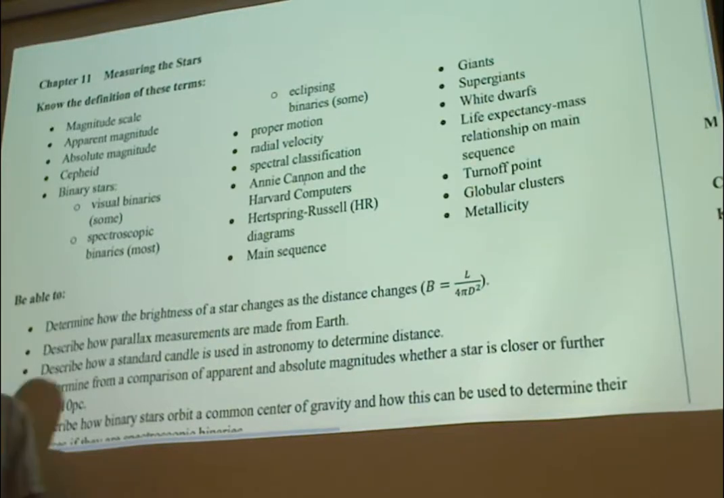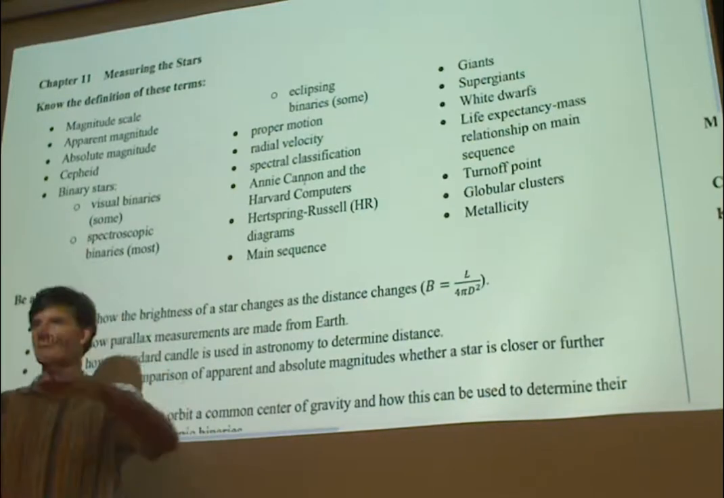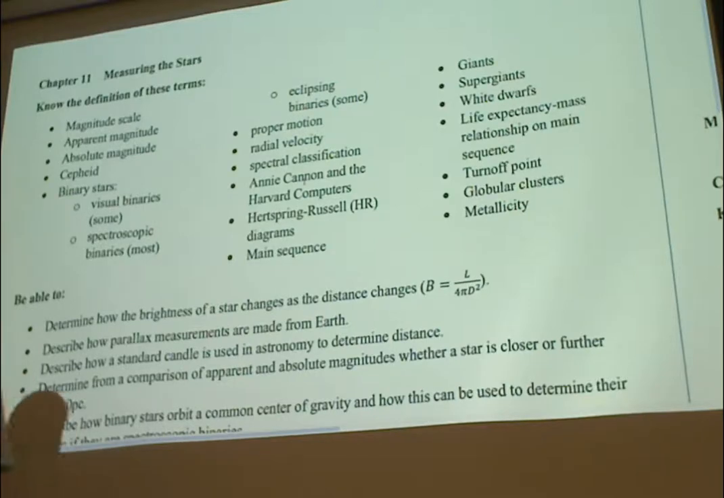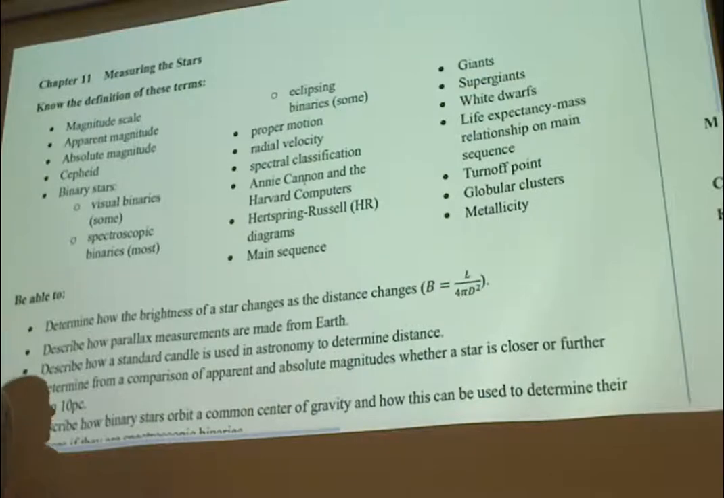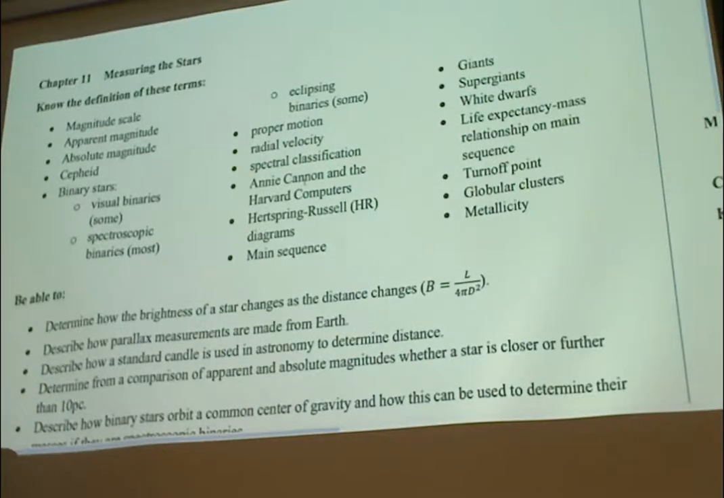Cepheid variables, what are Cepheid variables? Stars which alter their brightness over a period, right? And who was the woman who's known for this? Henrietta Swan Leavitt, right? And she found this beautiful connection between the period and the luminosity. The longer the period, the higher the luminosity of the star. It's very simple, right? The longer the period, the higher the luminosity.